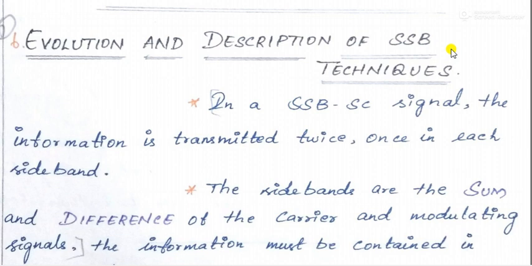What is meant by sideband? Whenever a carrier is modulated by an information signal, new signals at different frequencies are generated as part of the non-linear modulation process. These new frequencies are called sidebands. Now, in an SSB-SC signal, the information is transmitted twice, once in each sideband. The sidebands are the sum and difference of the carrier and modulating signal.